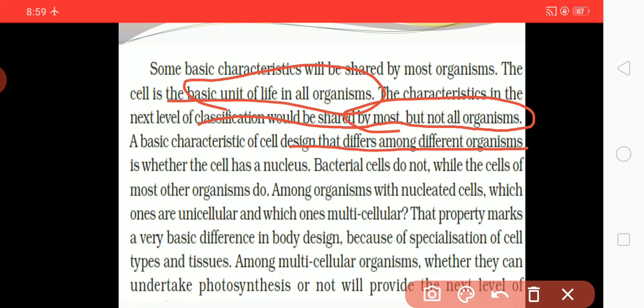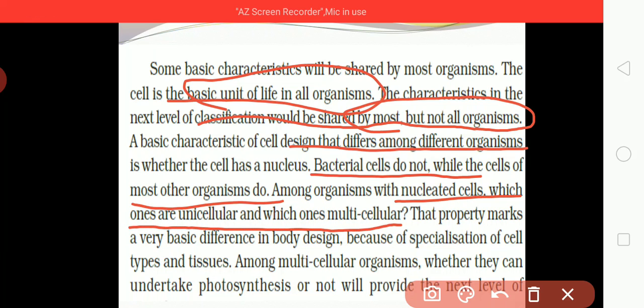It is whether the cell has a nucleus. Bacterial cells do not, while the cells of most other organisms do. Bacterial cells are classified as a different category. Among organisms with nucleated cells, which ones are unicellular and which ones are multicellular can be judged by the nucleated cells present in the organism.